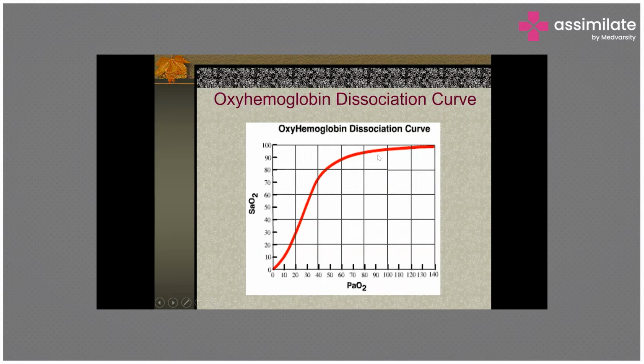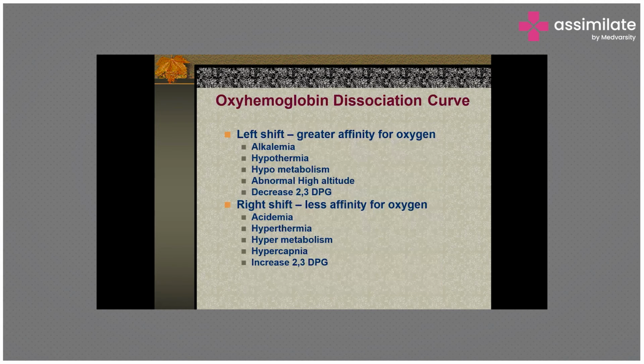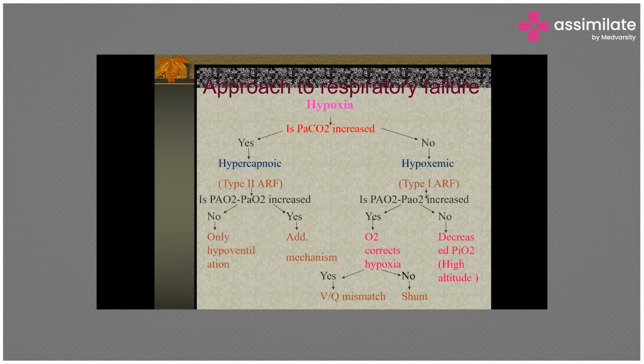So that's why we need to correct these causes also: hypoxia, hypothermia, hyperthermia, and fever. These parameters should be corrected, and the oxygen delivery will automatically be corrected. Not only the mechanical factors, but the metabolic parameters also need to be corrected similarly.